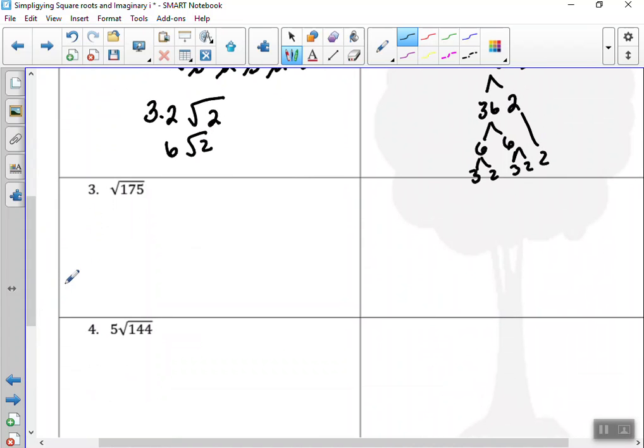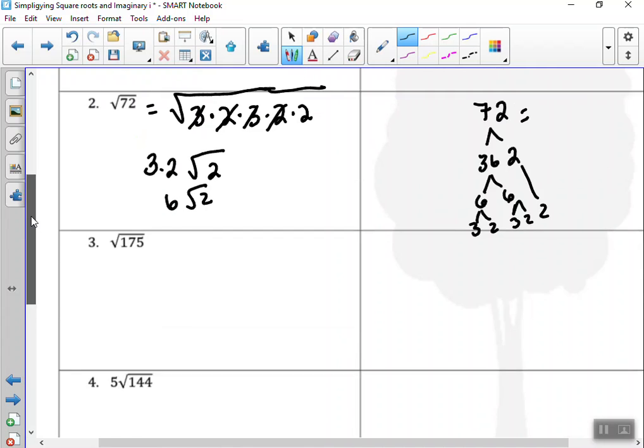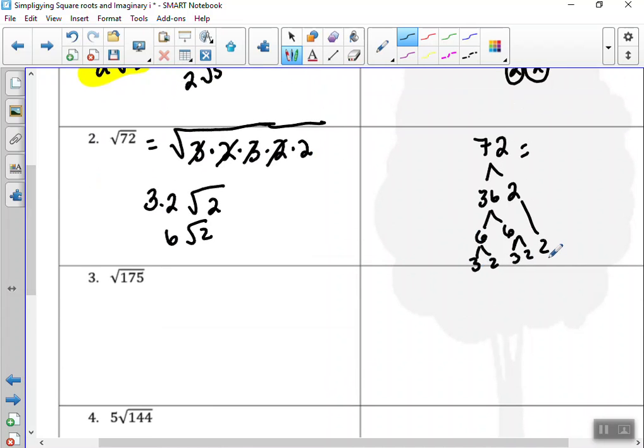How'd you get to 3 times? Oh, because when I did the prime tree right here, I put all the numbers here: 3, 2, 3, 2, 2. And then for every pair, so a pair of 3s, one of them comes out. For every pair, one, so 3 times 2 is 6.